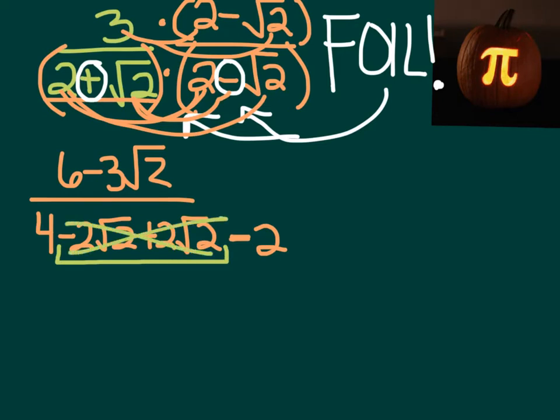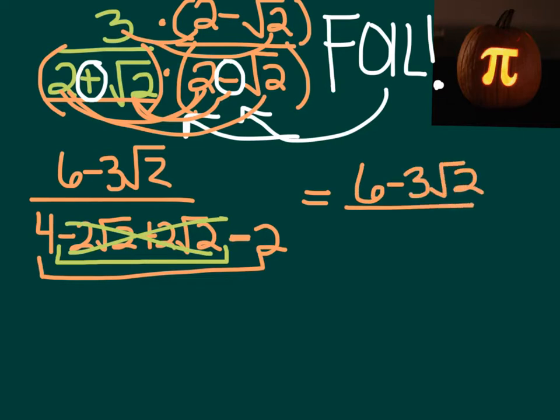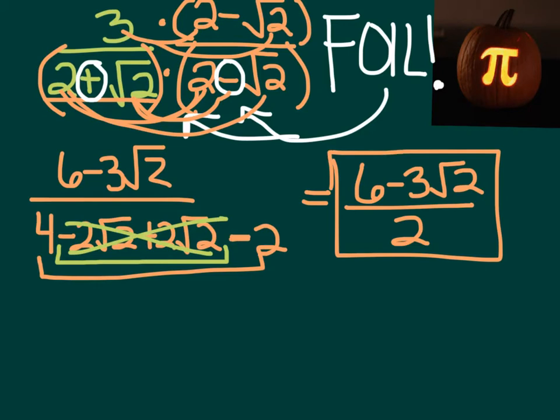That's why we multiply the numerator and denominator by the conjugate, because we want the radicals in the denominator to cancel out. So we have 4 minus 2 is 2. I have 6 minus 3 root 2 in the numerator, and I have 4 minus 2 is 2 in the denominator. And that's it. That is the rationalized version of 3 over 2 plus the square root of 2. All right, so remember, pumpkin pie if you need to know how to do this again.